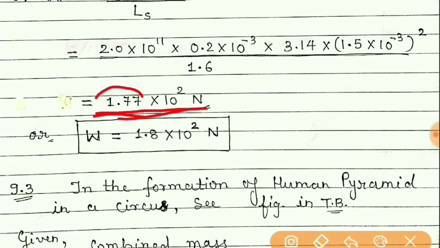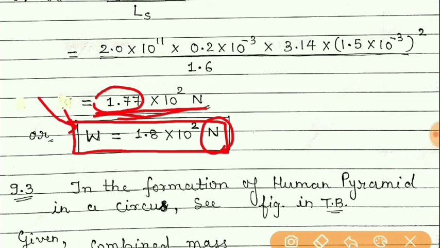If you round this value to one decimal place, then you can write W is equal to 1.8 into 10 raised to 2 Newton. The unit is Newton because this weight is nothing but the force in the downward direction, which is mg.